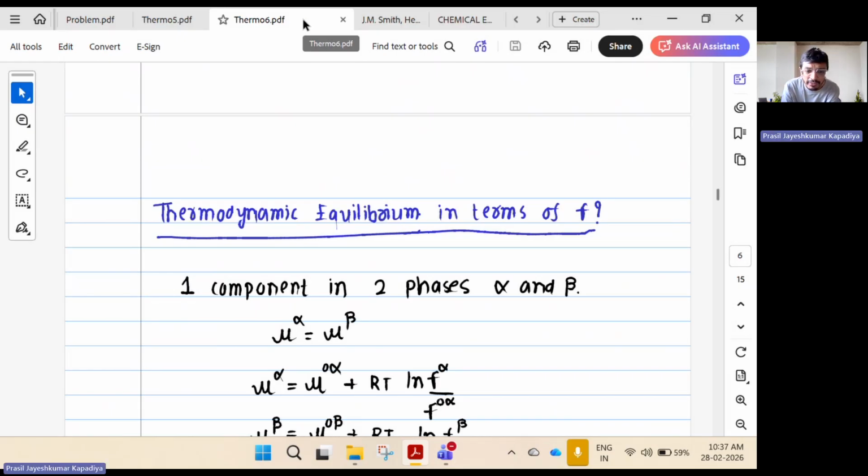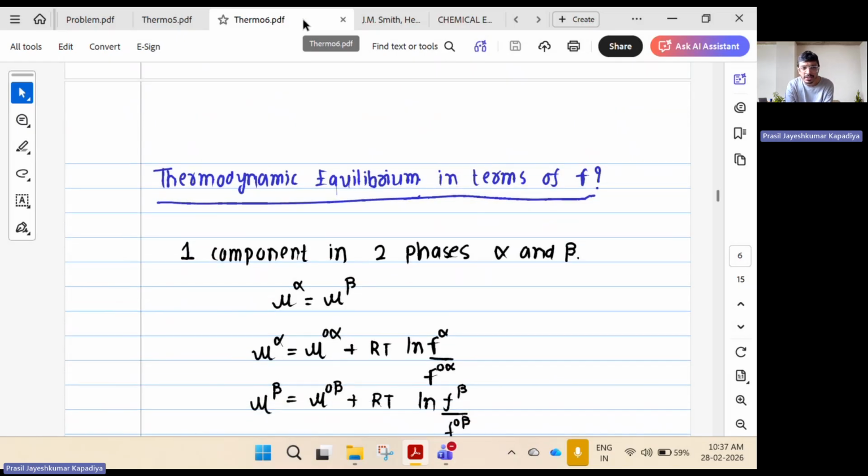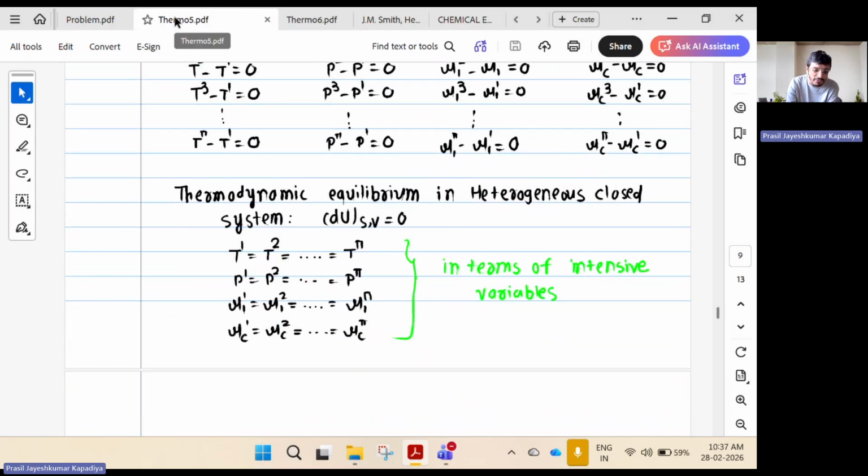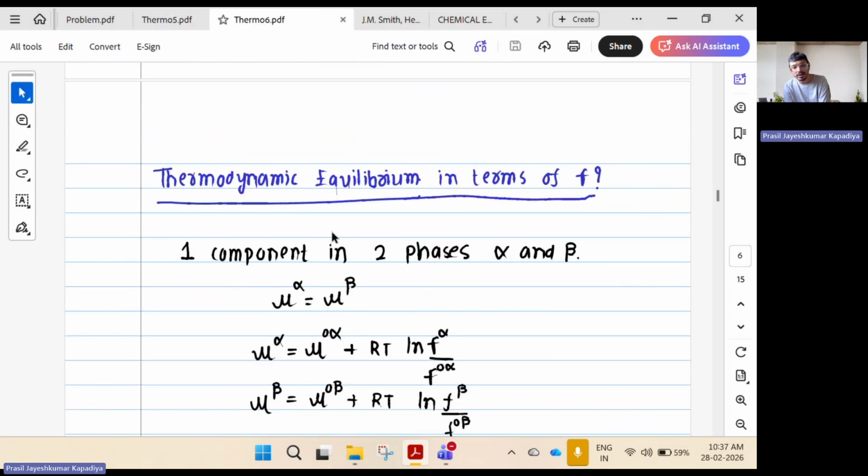I am having one component which is present in two phases. One is alpha phase and one is beta phase. So from here, we know that mu of component 1 in alpha phase should be equal to mu of component 1 in beta phase. So that is what is written, mu alpha is equal to mu beta.